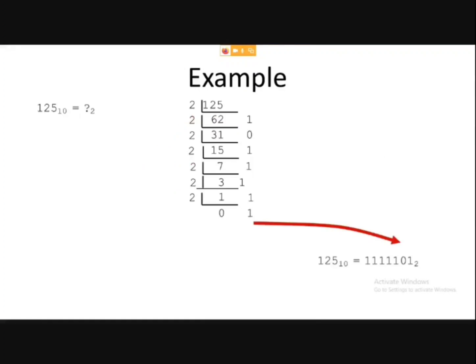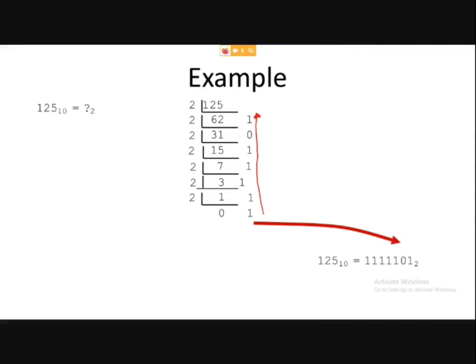Let's check this. If 125 is in decimal and we start performing successive division by the base 2, then 125 divided by 2 is 62 and the remainder is 1. Similarly, if we keep performing these divisions, we get these remainders, and we arrange these remainders in the reverse order. Reverse order means in this order.